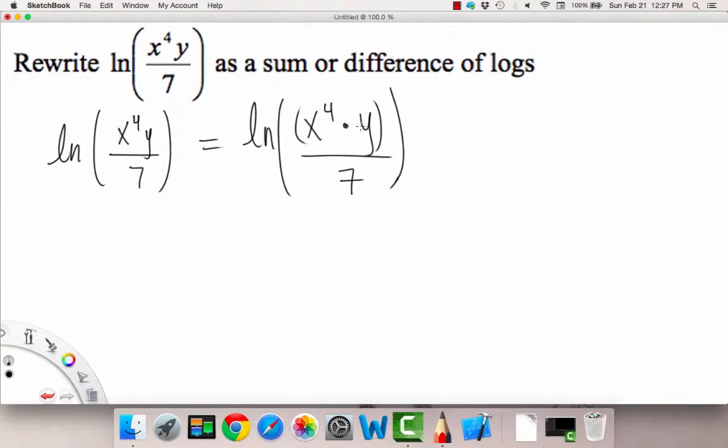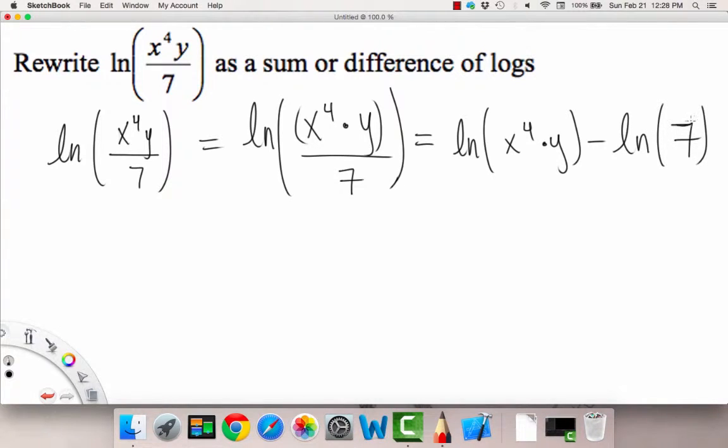And because we see something divided by something, in order to go backwards, that would take us back to the difference of logs, right? So this is going to be equal to ln of the top thing, x to the fourth times y, minus ln of the bottom thing, right? And there I just went backwards using our difference of logs property, okay? So now that we have the ln 7, we can't really do anything with that, so that's good to go.